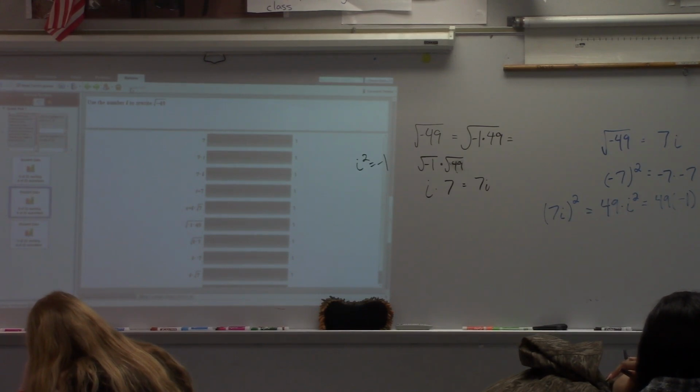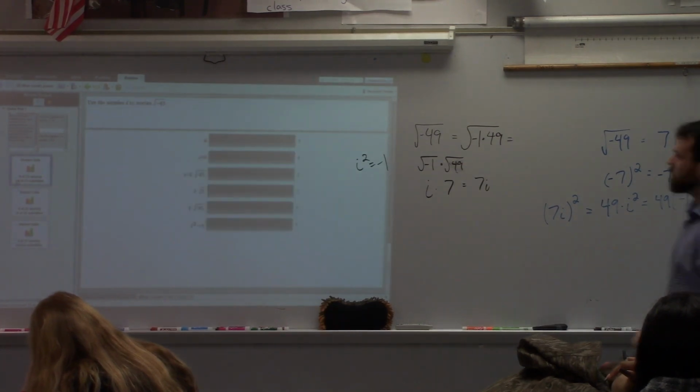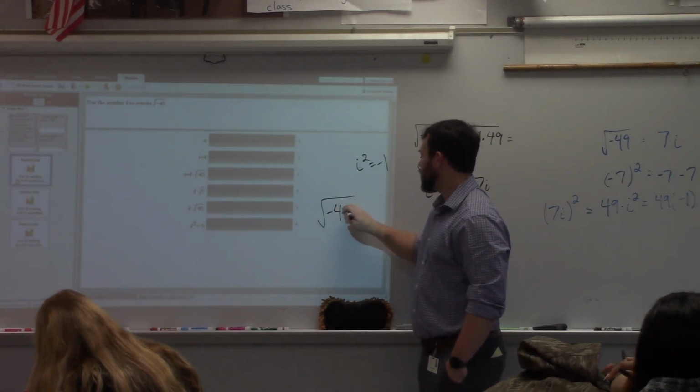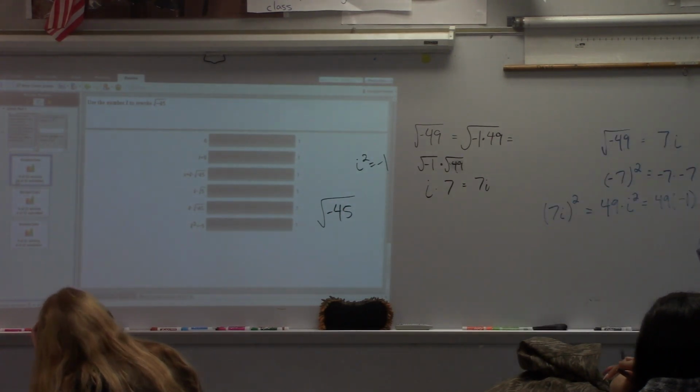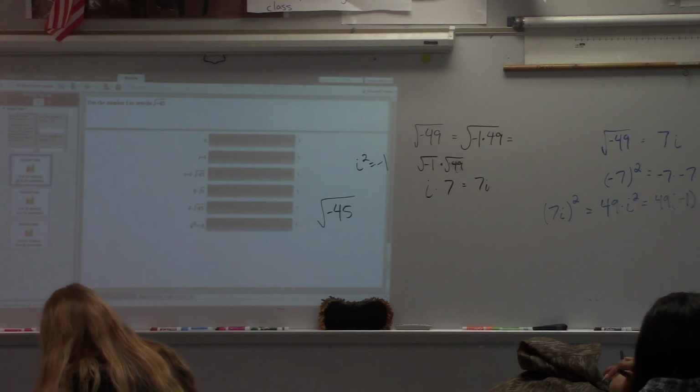The reason I do this is because of the second question I had on here: the square root of -45. Is there a perfect number that when I square it I get 45? No. Are there any factors of 45 though that I can easily take the square root of because they're a perfect square?